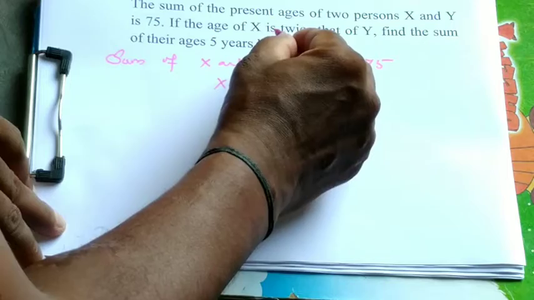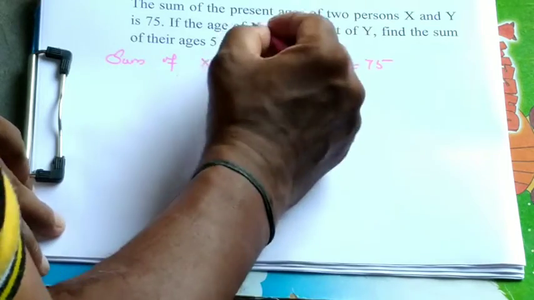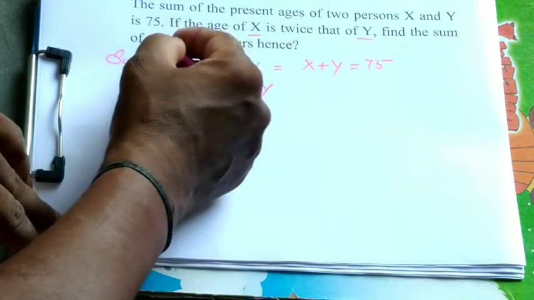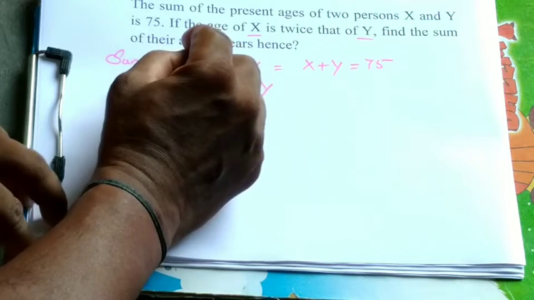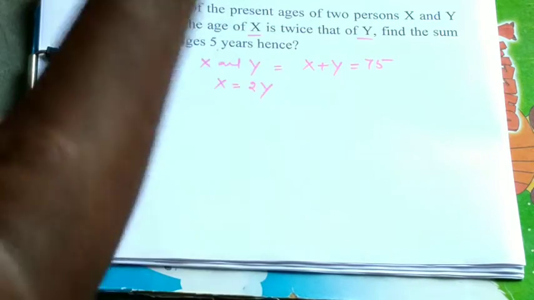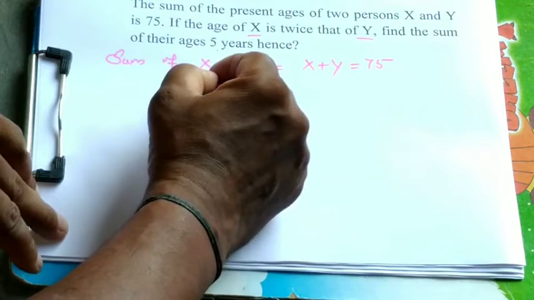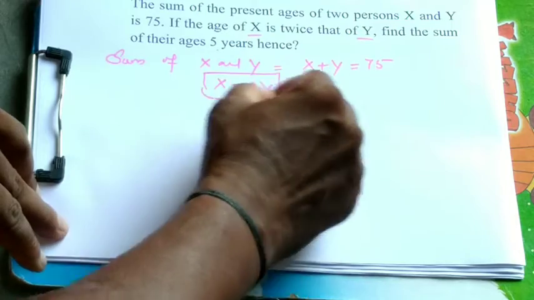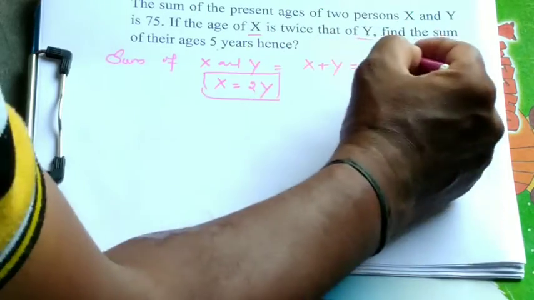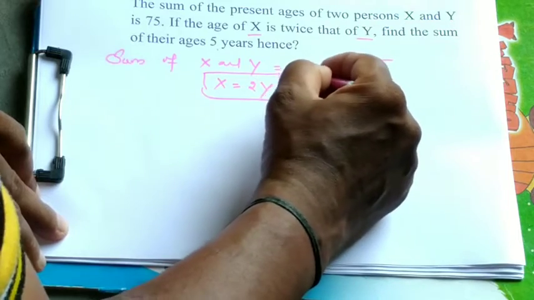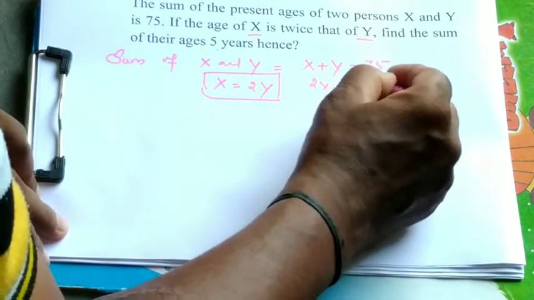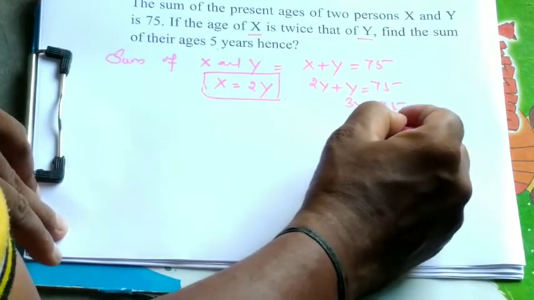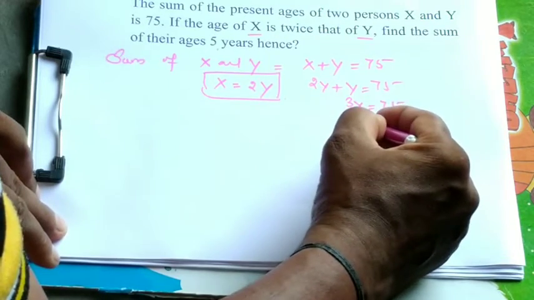The age of x is twice that of y. Find the sum of the ages 5 years hence. Now here the relation between x and y we got is: x's age is twice that of y. Now we are going to substitute x equal to 2y in this equation. So 2y plus y equal to 75. Therefore 3y equal to 75. Then y equal to 25.